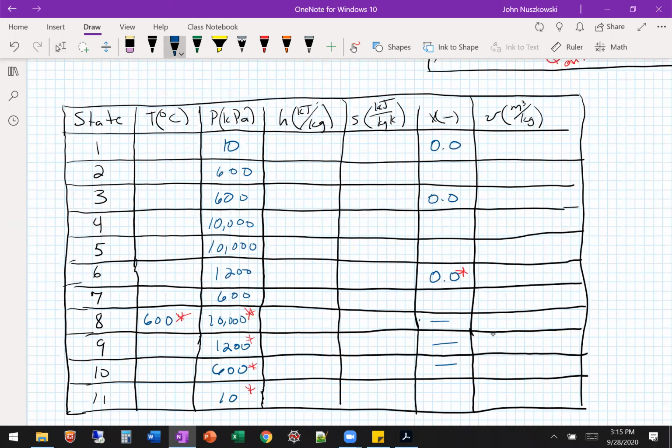All right. So that sets those two states. So those are independent, and two independent intensive properties, so we could get anything else that we would potentially need if we wanted to, or when we need it. Okay.